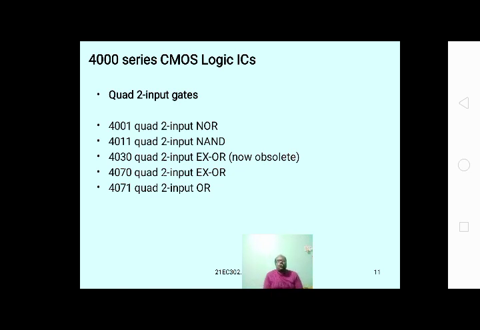These are the 2-input gates in the 4000 series CMOS logic ICs I have given here. 4001 is a quad 2-input NOR, 4011 is a quad 2-input NAND, 4030 is a quad 2-input XOR, now obsolete, 4070 is a quad 2-input XOR, and 4071 is a quad 2-input OR.